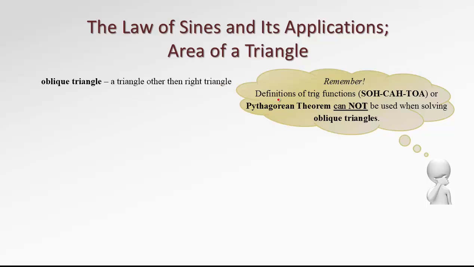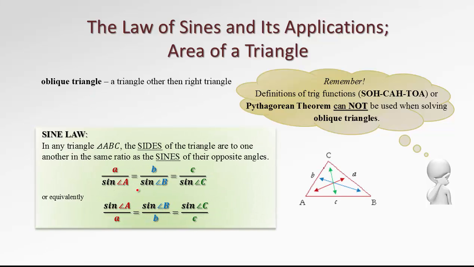Keep in mind that the definitions of trig functions, like SOHCAHTOA or the Pythagorean theorem, cannot be used when solving oblique triangles. SOHCAHTOA or Pythagorean theorem is applicable only to right-angled triangles. So how to deal with oblique triangles? We can't use Pythagorean theorem, we can't use definitions of trig functions, but luckily we have sine law.